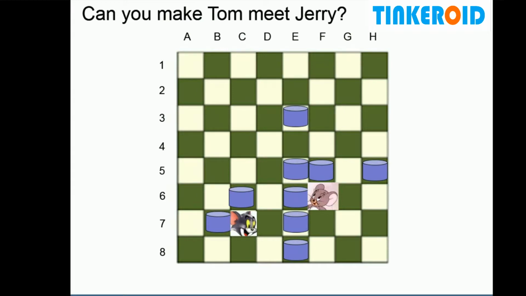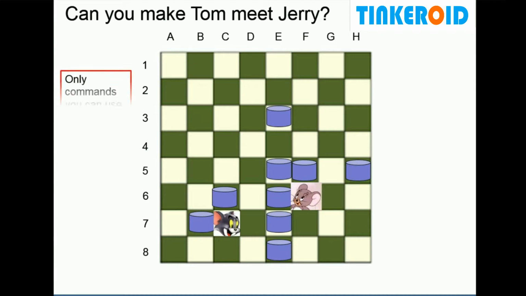Now Tom can actually move on this like a pawn in a chessboard, and he has to go and catch Jerry. How do we do so? There are some rules. He cannot hop over those obstacles. He has to go step by step, only one single step at a time. Let's see how it happens.